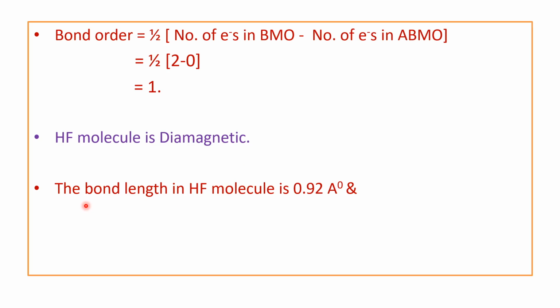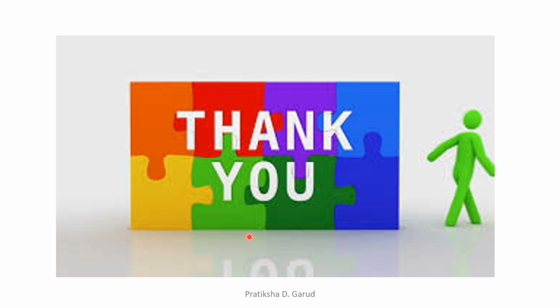Okay. Then we can say that the bond length in the HF molecule is 0.92 angstrom, and the bond energy is 135 kilojoules per mole. So, this is regarding the HF molecule. In the next video, we will study the MO energy level diagram for the HCl molecule.